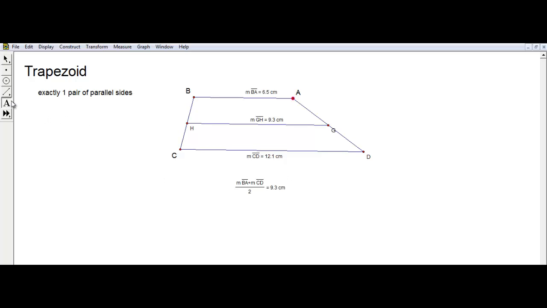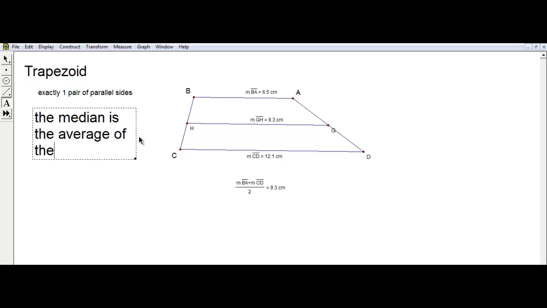So let me write that over here. The median is the average of the bases.